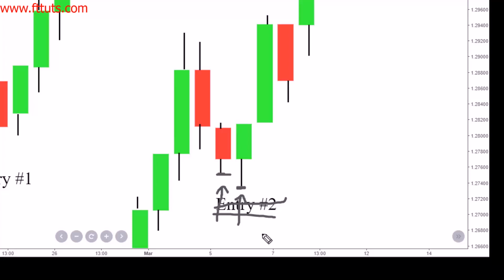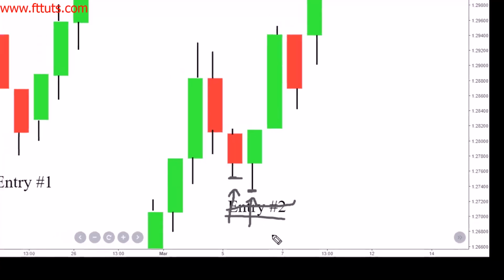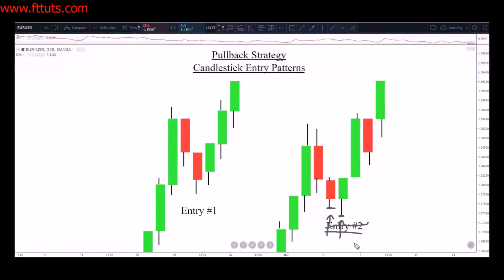This is a highly accurate way to enter the market when you combine it with the right kind of conditions. So that's what we're looking at when it comes to entry number 2. I know I did this backwards, but now we're going to take a look at entry number 1.